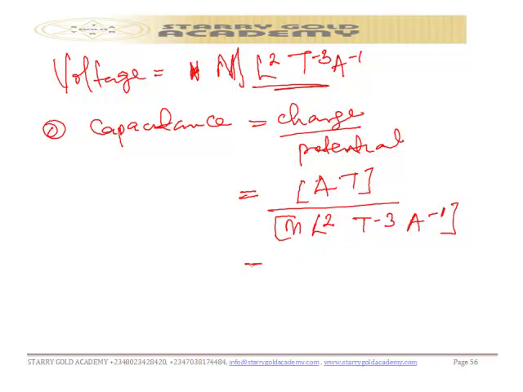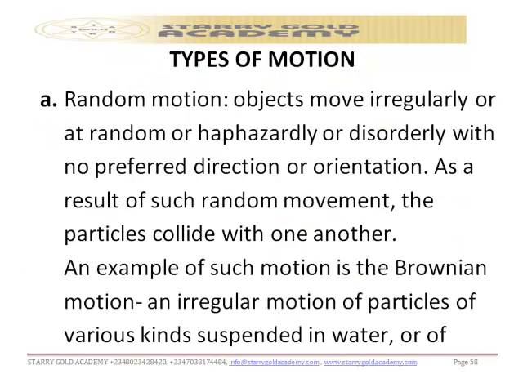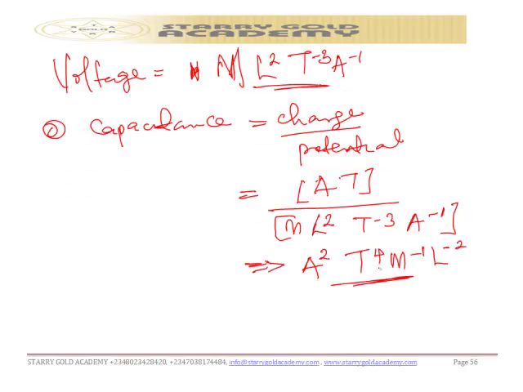So at the end of the day, we are going to have A 2 T 4 M minus 1 L minus 2. That is about that. So we are through with that. I want us to look at another example.